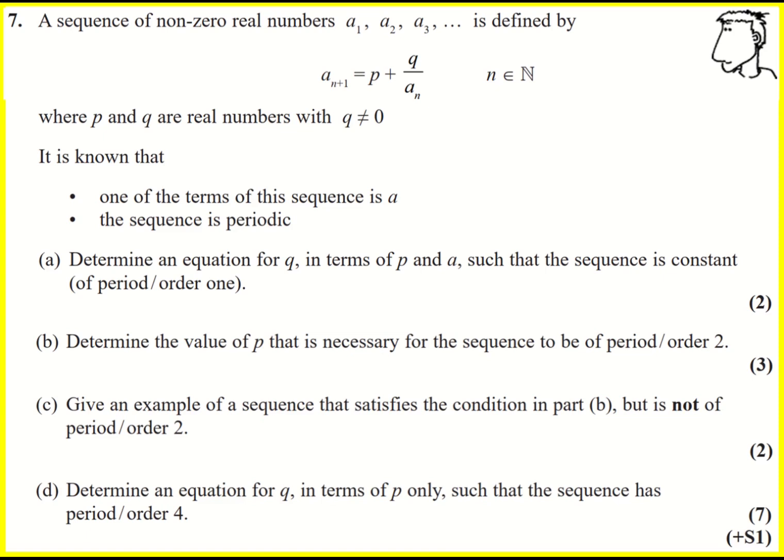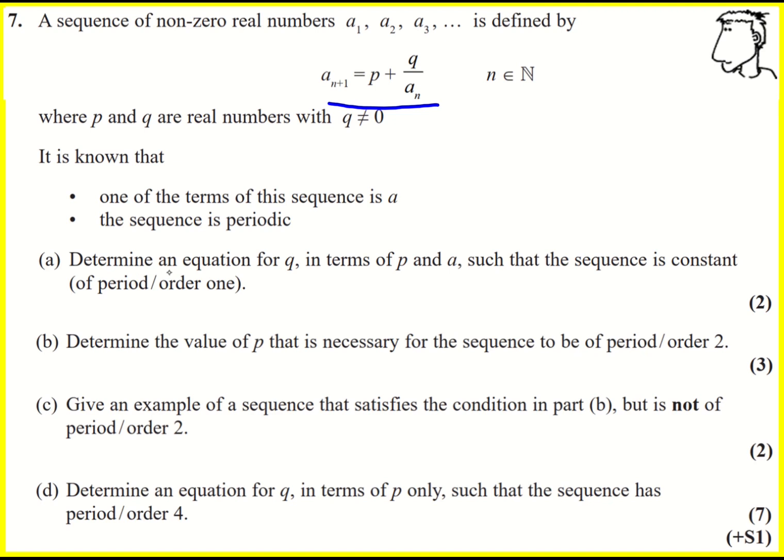Often the last question in an AEA paper is like some really complicated integration question. So it's nice and fresh to see that we've got a recurrence relation, including periodic sequences. Okay, we've got this recurrence relation for natural numbers n, and we're told that one of the terms in the sequence is a, and the sequence is periodic.